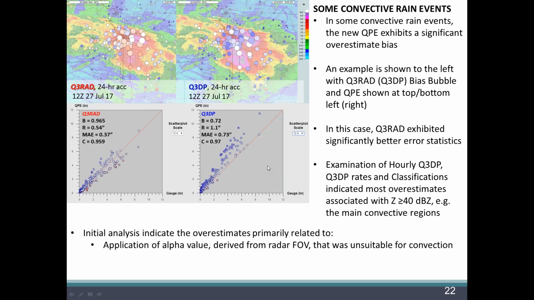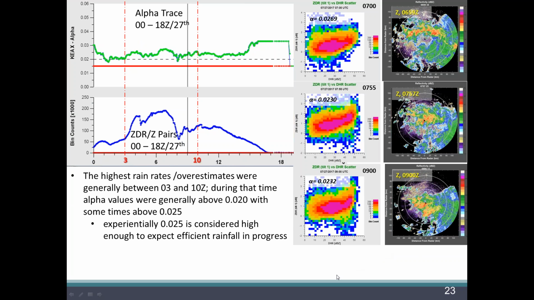And it turned out that most of the overestimates were associated with reflectivity values that were generally greater than 40 dBZ. Basically, it's the main convective regions. So our initial analysis indicates the overestimates were primarily related to the application of an alpha value, which is derived from the entire field of view of the radar. That was actually too high for the convection. So it was true that there was efficient rainfall and quite a number of heavy totals occurring as storms kind of trained over that area.